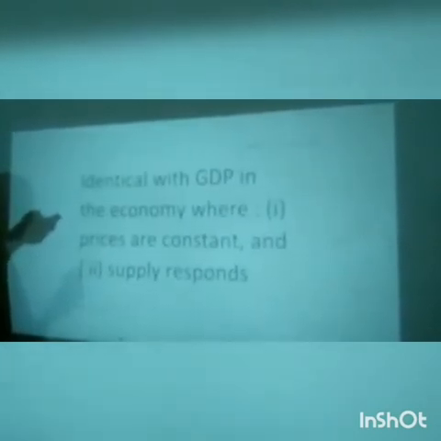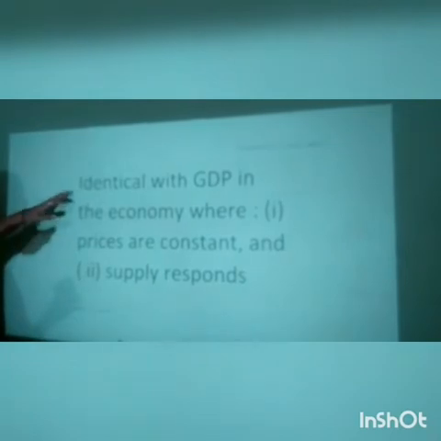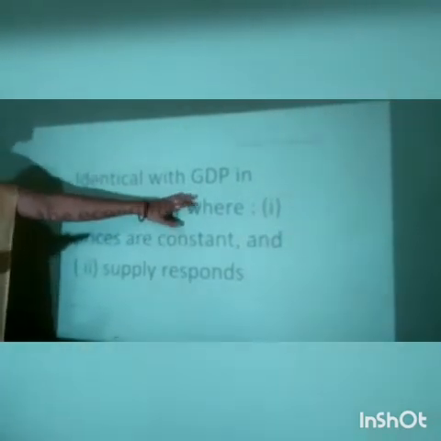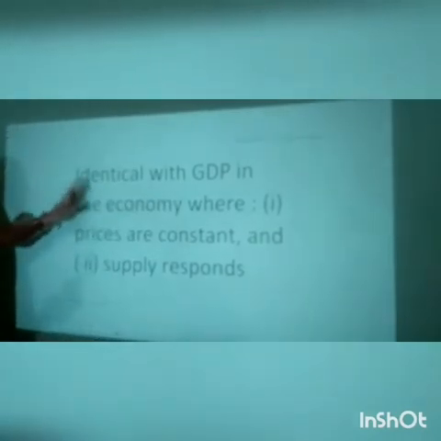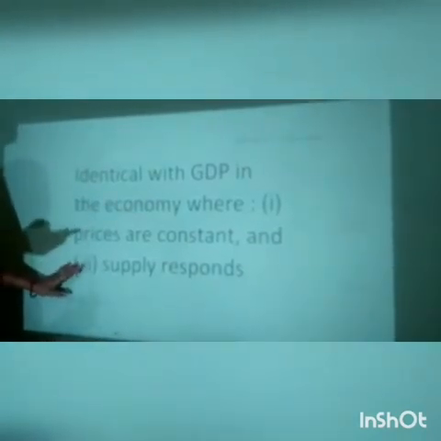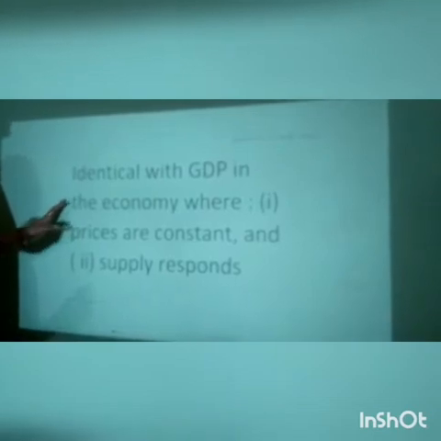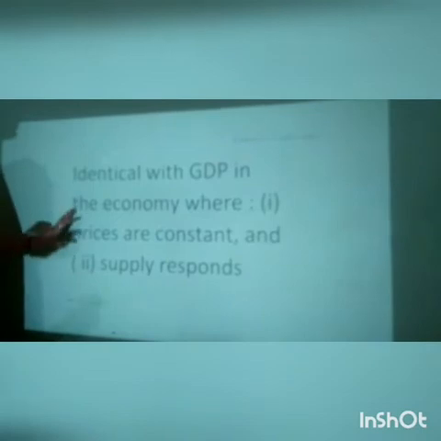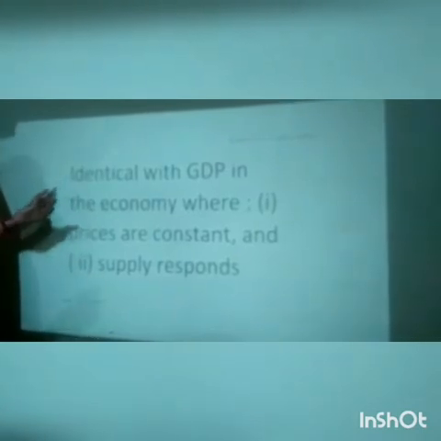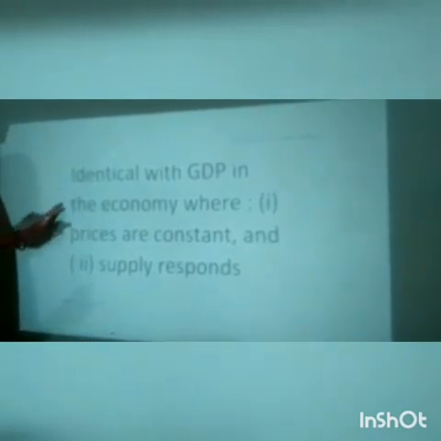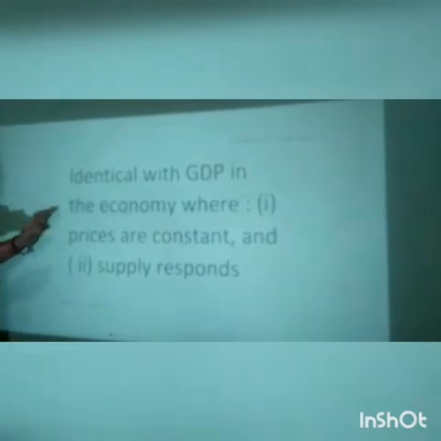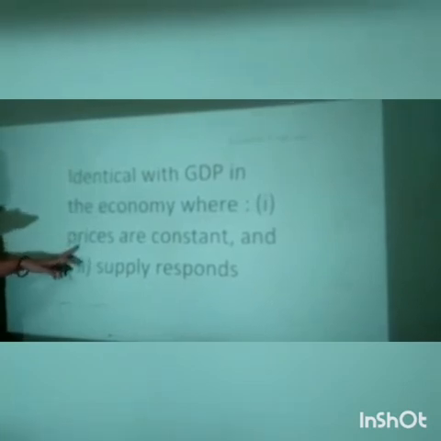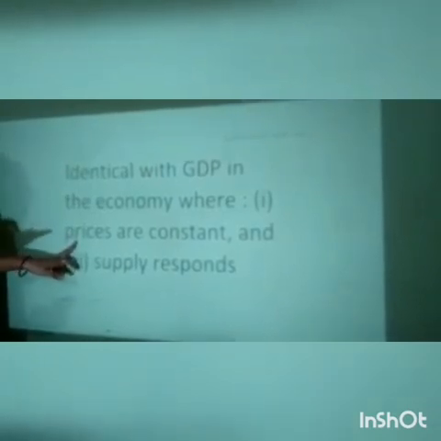This is identical with GDP in the economy. Means whenever we need to find out the gross domestic product, it is identical with the aggregate supply in the economy, because whatever is being produced, that is the value of all the goods and services produced, and that is equal to the aggregate supply of the producers. Clear? And in that economy the prices are constant, means the price will not affect the aggregate supply.